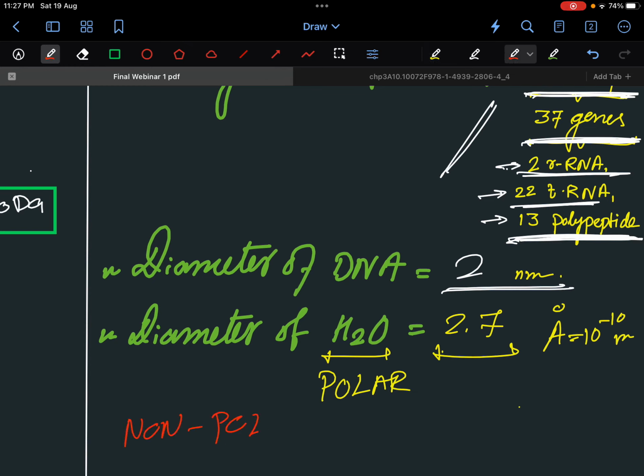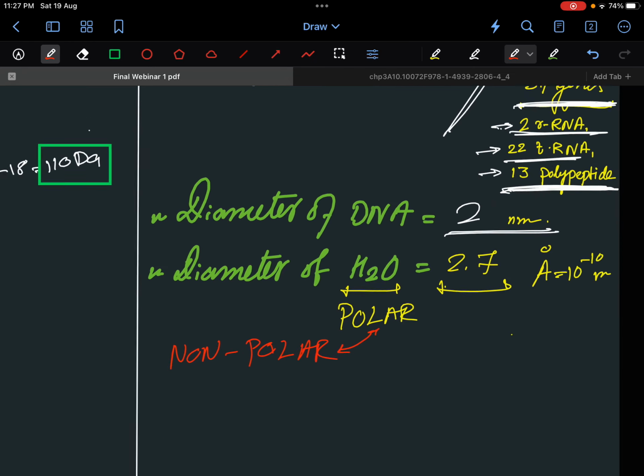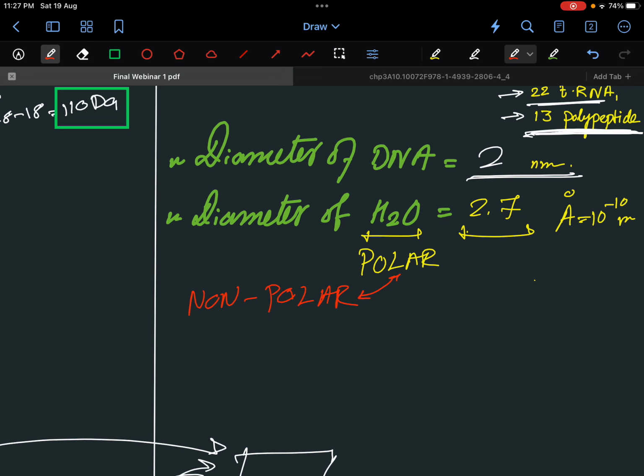Non-polar. Why am I focusing on this non-polar word? Because they don't go hand in hand. You cannot mix polar with non-polar, and we know that polar molecules do not pass through the cell membrane. That is why the cell membrane is selectively semi-permeable. But the question is, how does water pass through the cell membrane then?